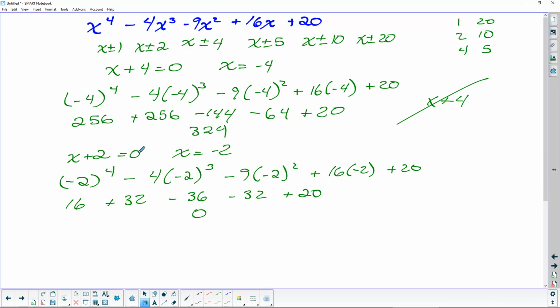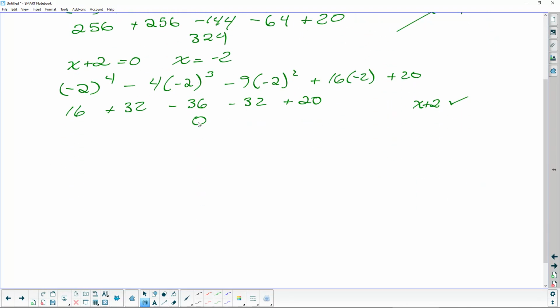Okay, so which one did we pick? X plus 2 is a factor. Yay! All right, so now let's do our next step. So now we have to divide by x plus 2. Okay, so I'm going to make my synthetic division here.